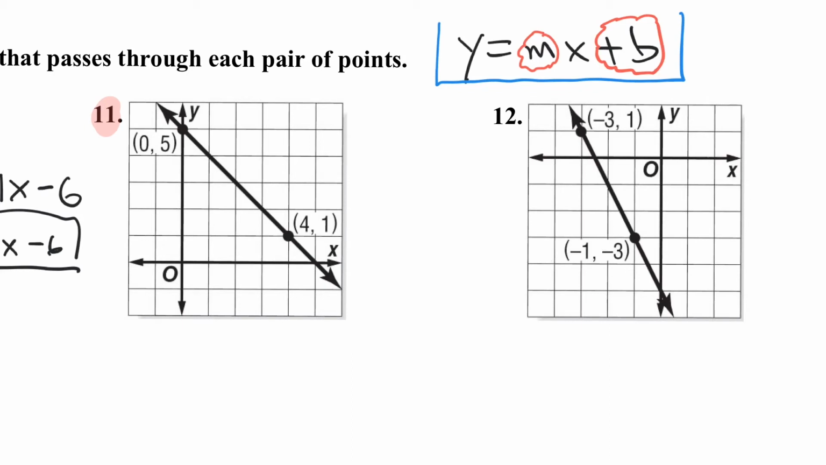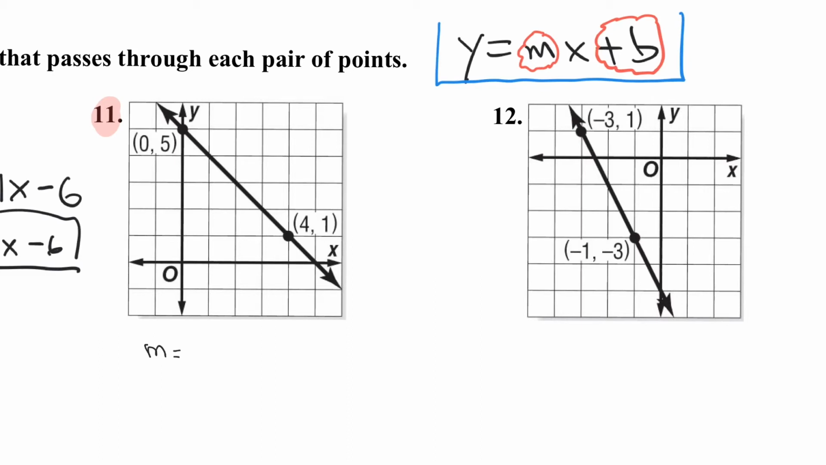You guys want to know what is the equation of the line for this graph. Notice the line is going downhill. Now this one, since it's going down, my slope is going to be negative. So I need to find the slope, and I need to find the y-intercept. I'm going to start with the slope.